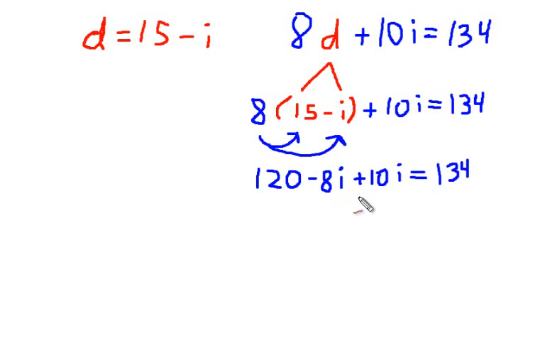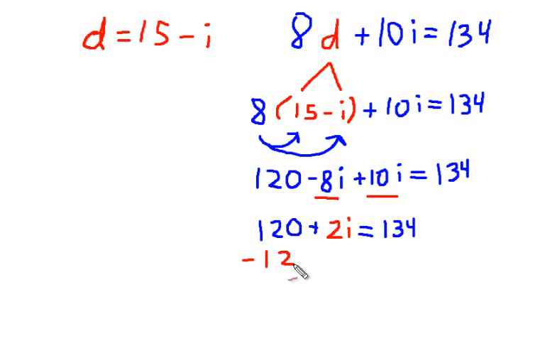Okay, next I can go ahead and combine my like terms. I have minus 8I plus 10I is going to give me positive 2I from these two. Okay, I still have this positive 120 here. So it's 120 plus 2I, just combining these two terms, and I have equals 134. Okay, from here I could subtract 120 from both sides. Alright, that's going to cancel out. I get left with 2I equals 14.